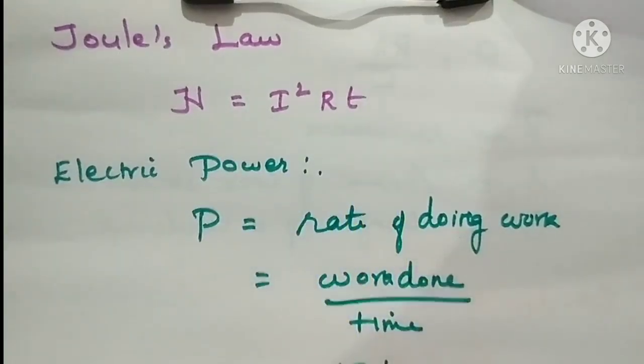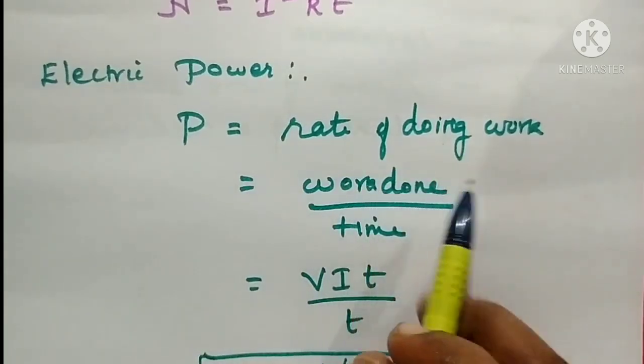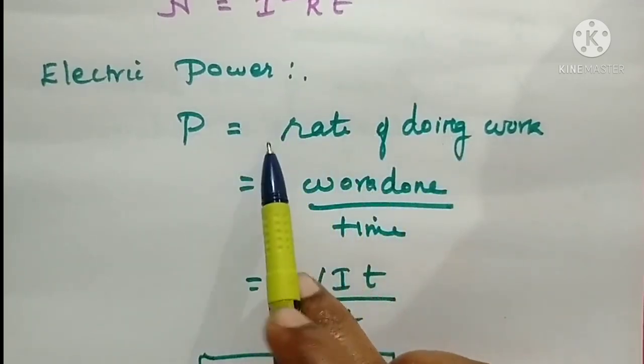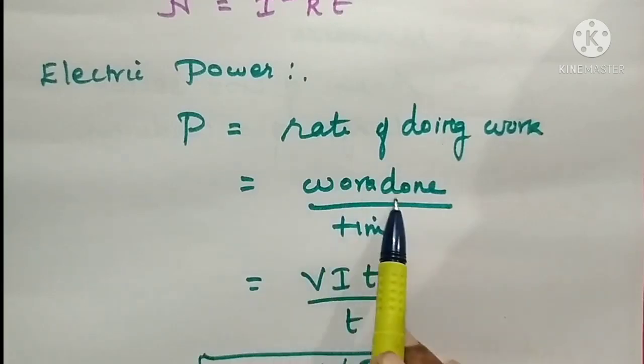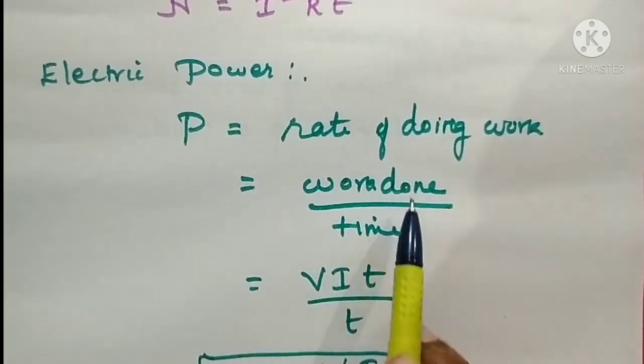Next one: what is electric power? How do we define electric power? The rate of doing work is called power. So power is equal to work done divided by time. Power P is equal to work done by time.